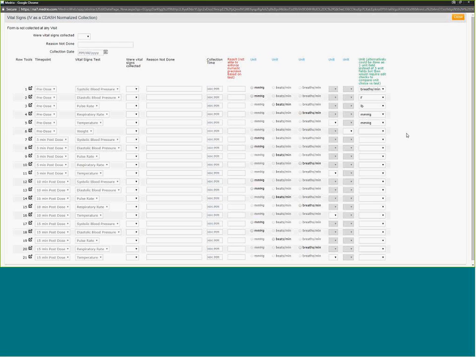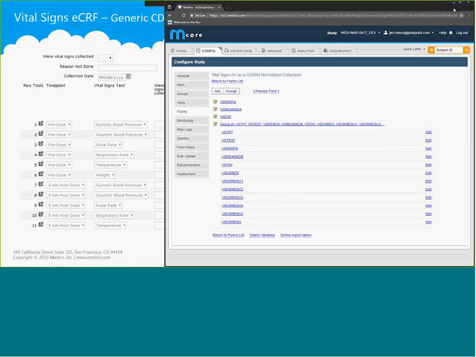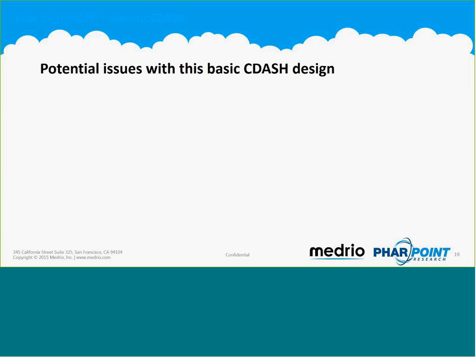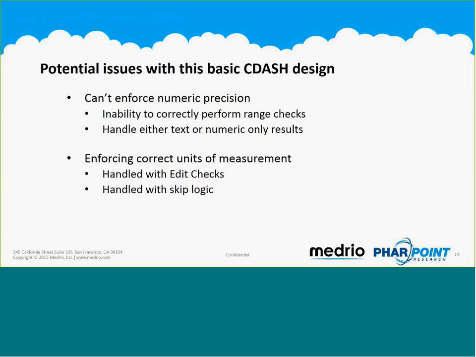We can try and shore that up, of course, with edit checks. We can perform edit checks that would tell them if they picked an inappropriate unit for a given test. The problem is, of course, that it allowed them to enter the unit in the first place, and it would have been much nicer to preclude that from ever happening, rather than allowing them to make the mistake and then tripping a query on them. Those are our problems.